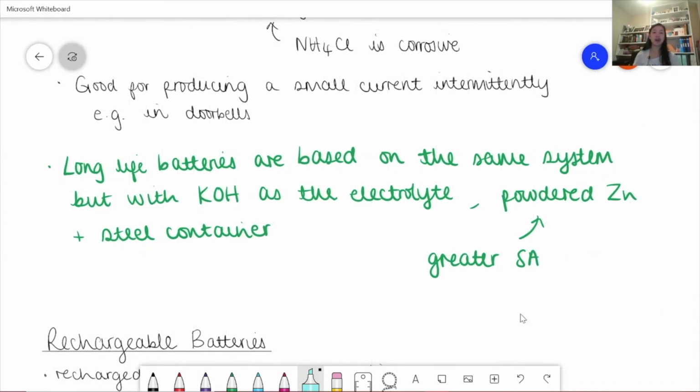Long-life batteries are based on the same system, but with potassium hydroxide as the electrolyte and powdered zinc instead of the manganese oxide, because it has a greater surface area and so can carry a bigger charge. And we also use a steel container so that leaks can be prevented.